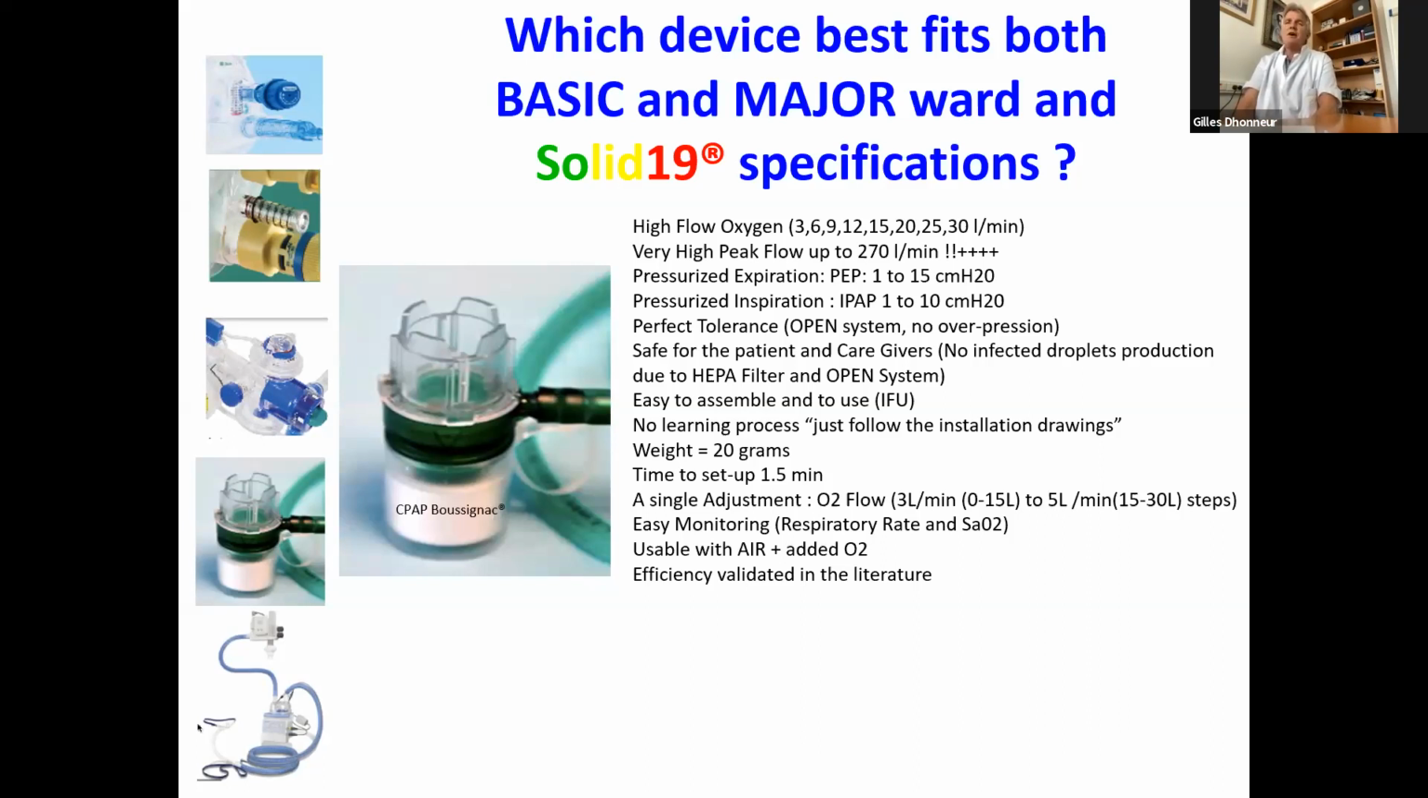It has a very high peak flow. I think it's the highest peak flow on the market, even compared to ICU ventilators. We measured 270 liters per minute peak flow for this machine, maintaining a stable inspiratory pressure within the mask. We can pressurize expiration, 1 to 15 centimeters of water.